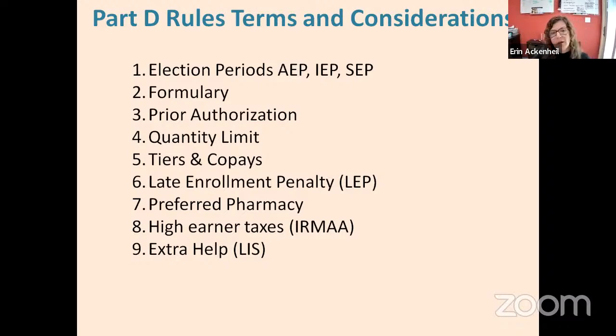Now, the second term I want you to become familiar with is formulary. Formulary is a fancy word for a prescription drug list. Every Part D carrier, whether it's a standalone Part D drug plan or it's a Medicare Advantage Part C, where they're embedding the prescription drug coverage as part of the plan, has a formulary or a drug list. Now, the good thing about Part D plans is they have at least 2 medications available in every therapeutic class.